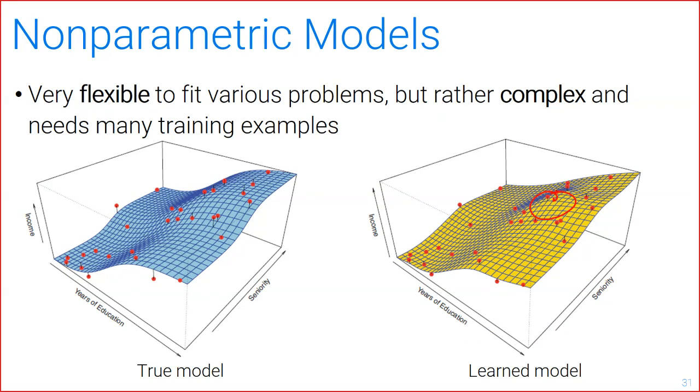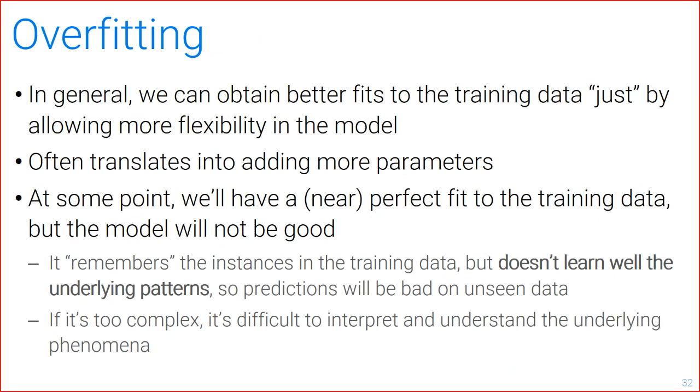So you see, we could potentially, for this specific problem of the income as a function of years of education and seniority, build an arbitrarily complex model just to try to go through each of the observations that we have in the data set. And that would lead to the problem of overfitting, because in general, we can obtain a better fit to the data just by allowing more flexibility in the model.